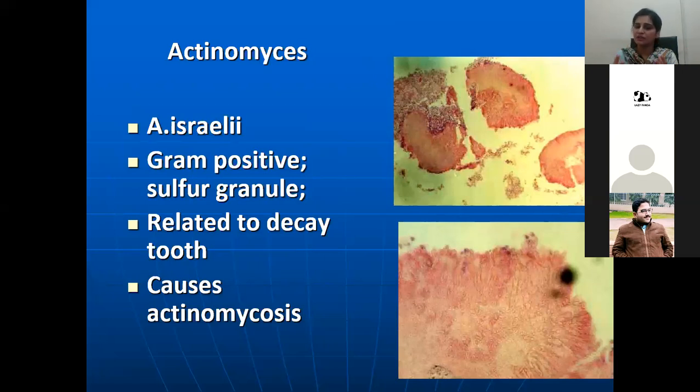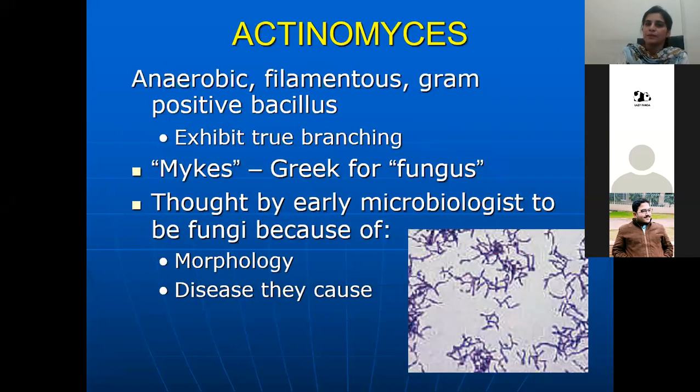As I told you, you will have the question, what is your diagnosis? The disease is actinomycosis, and then the question is, what is the causative organism? You will write the causative organism not in the diagnosis. In the diagnosis, you will write the disease. So in diagnosis, you will write actinomycosis, and the causative agent is Actinomyces israelii. Actinomycetes are anaerobic filamentous gram-positive bacilli. What are bacilli? Bacilli are actually rods. So they are gram-positive rods, filamentous in structure, and anaerobic.